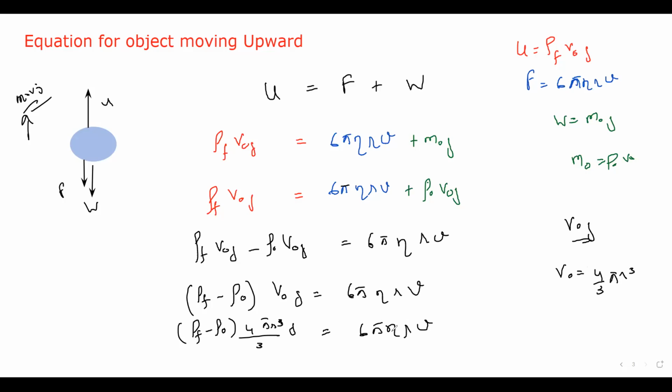And when we simplify this, pi will cancel with pi, r cube will cancel with r, so we are left with r square. So this 2 and 3. When we simplify, the final result is that the terminal velocity is equal to 2, the difference of the density of fluid and object, into r square g divided by 9 eta.